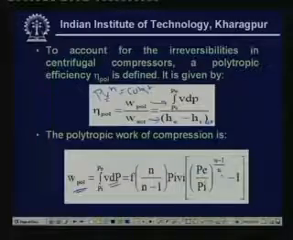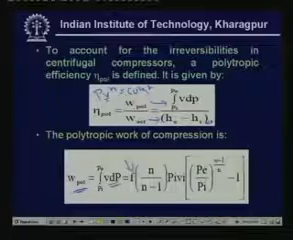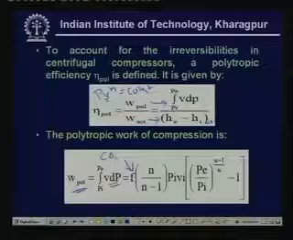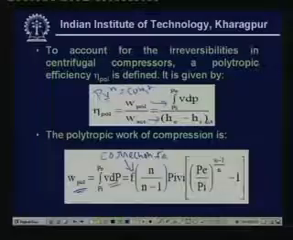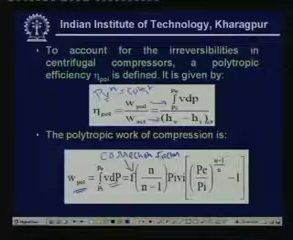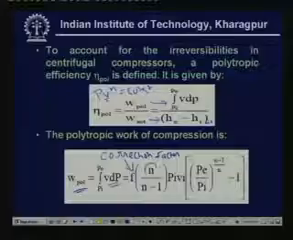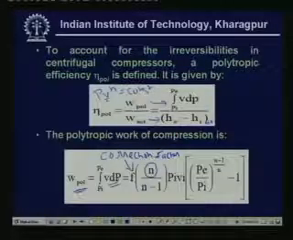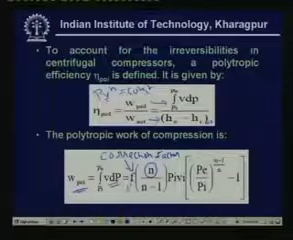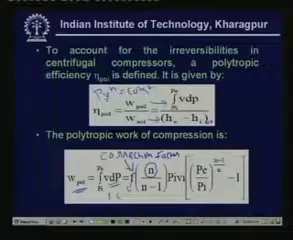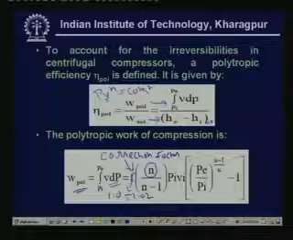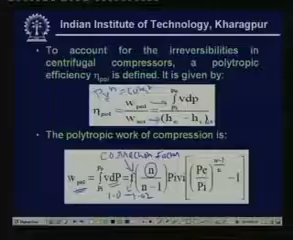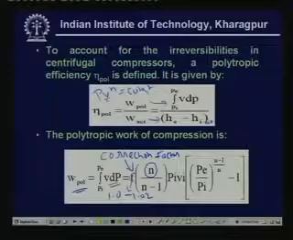Now let me explain the terms. This F is a correction factor. This takes care of the variation of the index n during the compression. And this factor is actually negligible. It is found that its value varies from 1 to 1.02. That means the maximum error will be about 2%. So most of the times you can neglect this, but if you are very particular, then you can include this term.